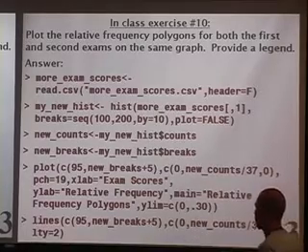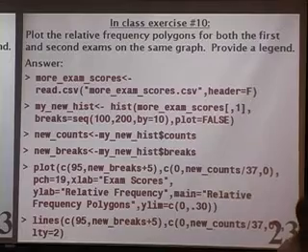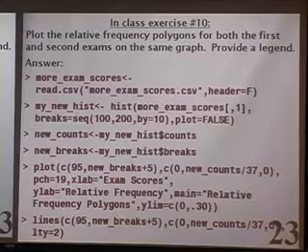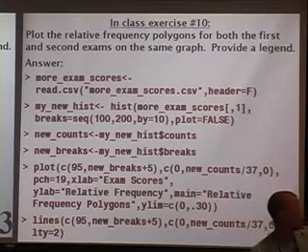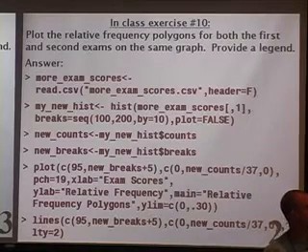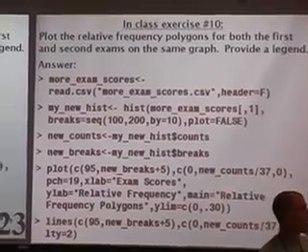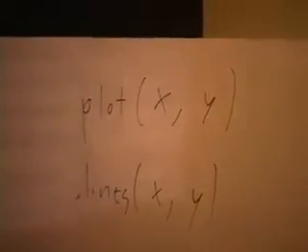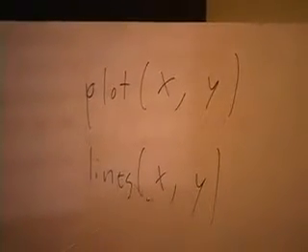Again, the lines command works just like the plot command. You give it x and y. The only thing is, of course, this one makes lines and this one makes points. Also, this one just adds to the previous plot. So when you call plot, you get to set a lot of different parameters, like the margins, the x-axis label, the y-axis label, the title. Whereas with lines, you don't get to set as many parameters because it's just going to add to the existing plot.